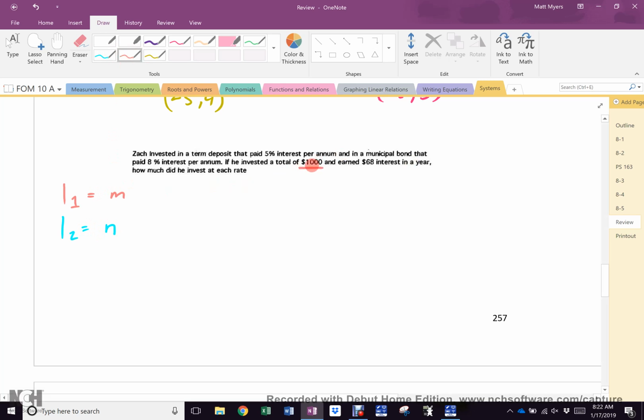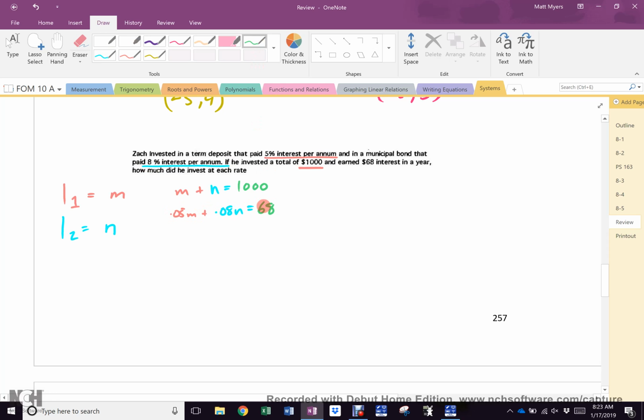I invested a total of $1,000, which means investment 1 and investment 2 totaled $1,000. So that must mean M plus N equaled $1,000. Right? And I also know that 5% on one of them, 0.05 M, plus 8% on the other one, 0.08 N, equaled $68 in interest. There is my system.